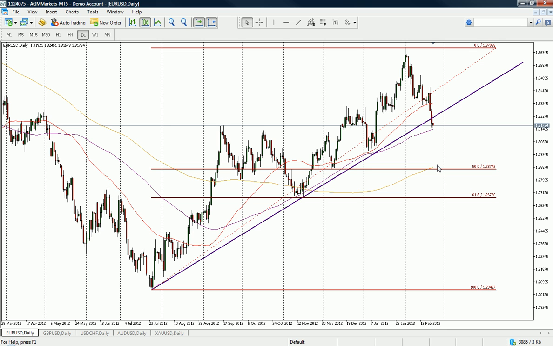But the euro dollar's been very interesting. The uptrend's been holding well. The fibs have been very technical as well. So yeah, let's see what happens at the end of the week.